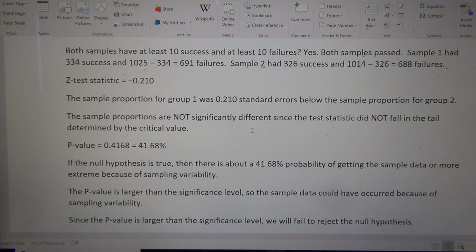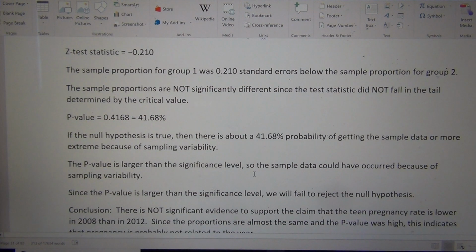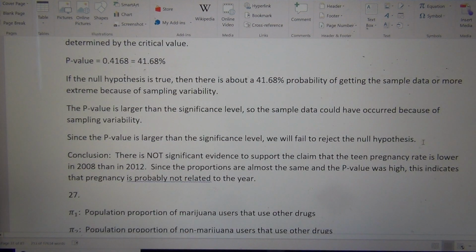The p-value was very large, definitely larger than our 10% significance level, so the sample data could have occurred just because of sampling variability. Since the p-value is large, we're going to fail to reject the null, and that means there's not significant evidence to support the claim that the teen pregnancy rate is lower in 2008 than in 2012. In fact, their proportions were very, very close, and the p-value is high, so again, not evidence, and could just be the result of sampling variability.